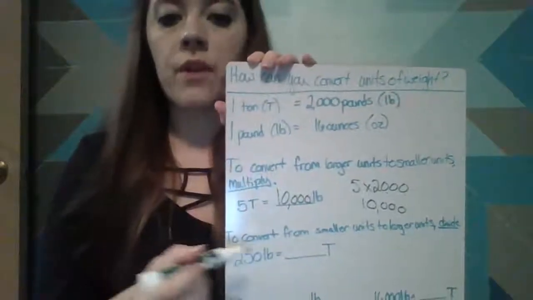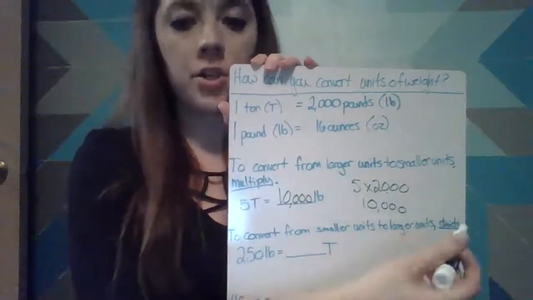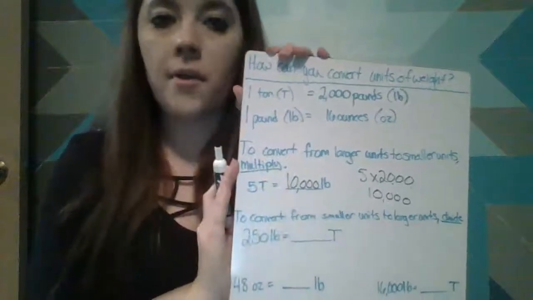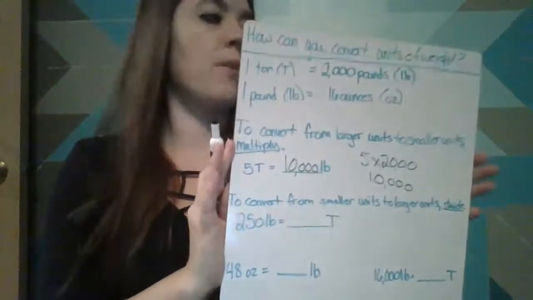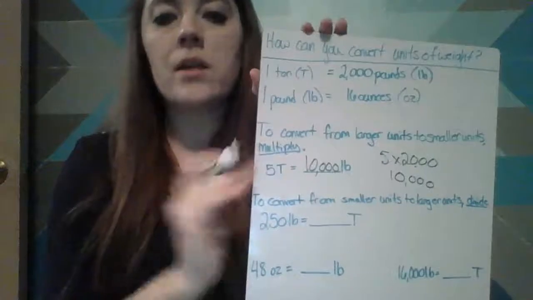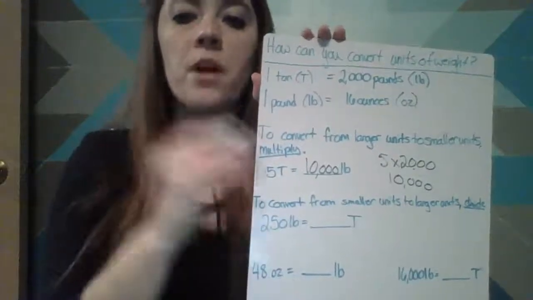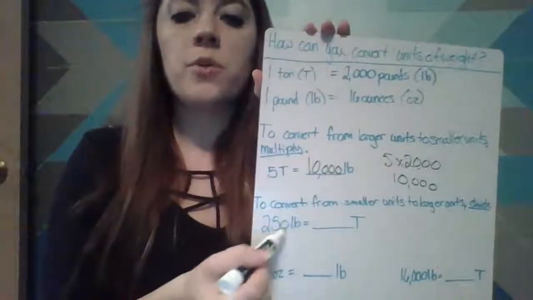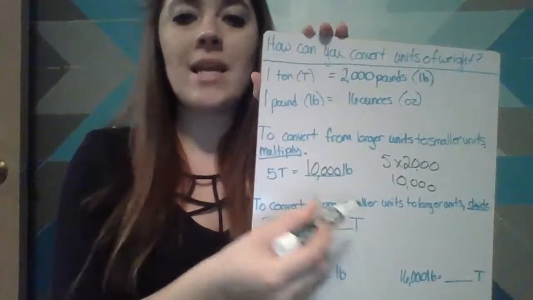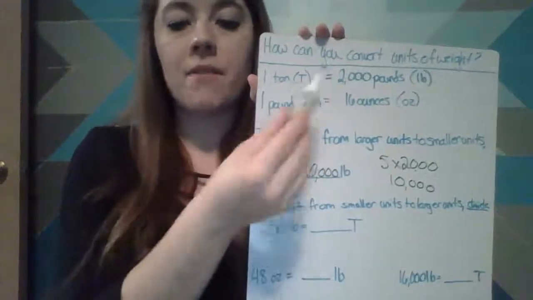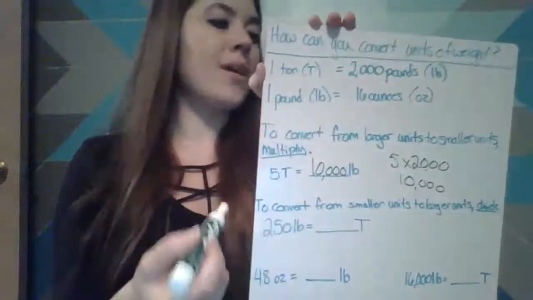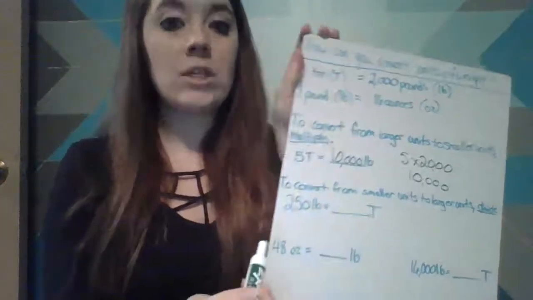All right, so to convert from a smaller unit to a larger unit, we divide, just like in the other ones. That's always going to be the case. When we go from something that's smaller to larger, we divide. When we go from larger to smaller, we multiply. So 250 pounds is how many tons? Well, pounds is definitely smaller than tons. We're going to take and divide by 2,000.